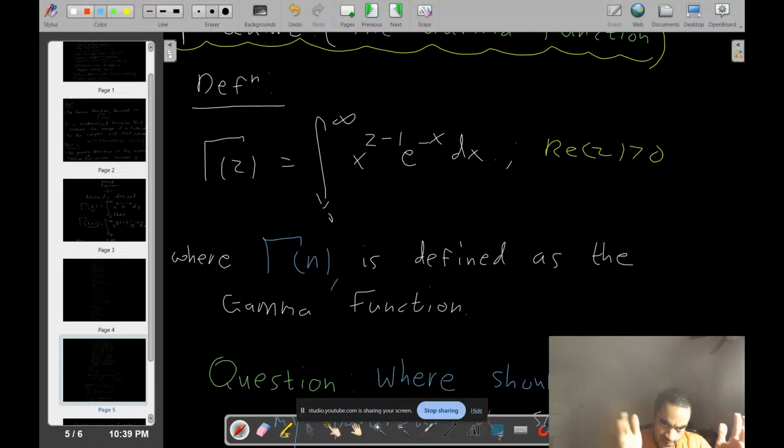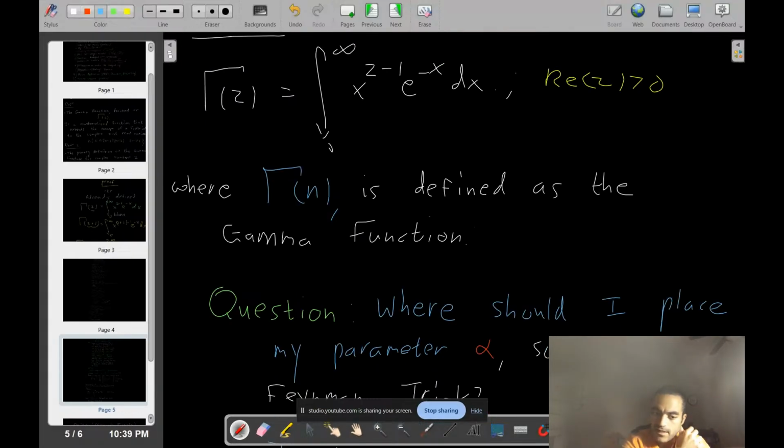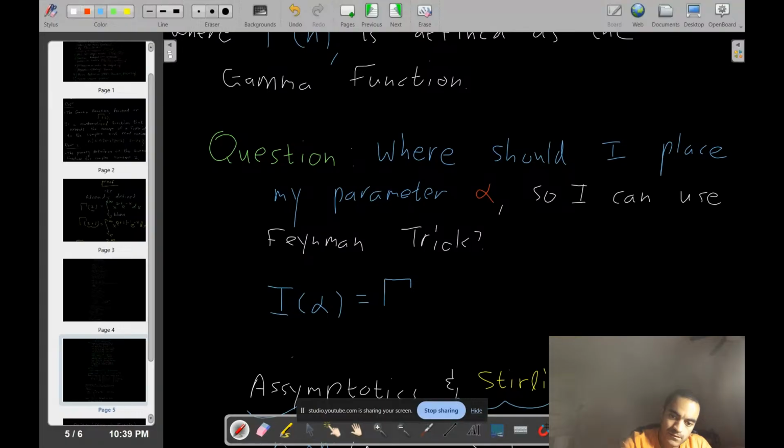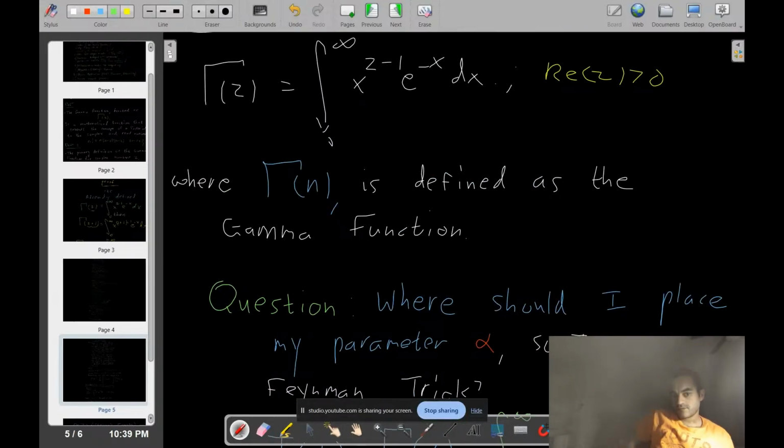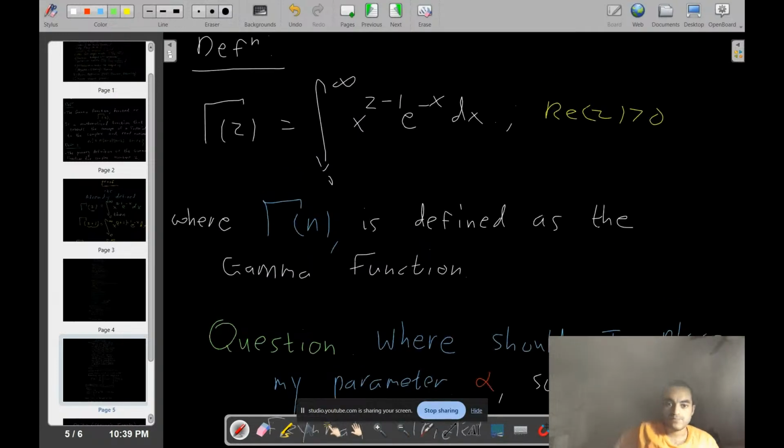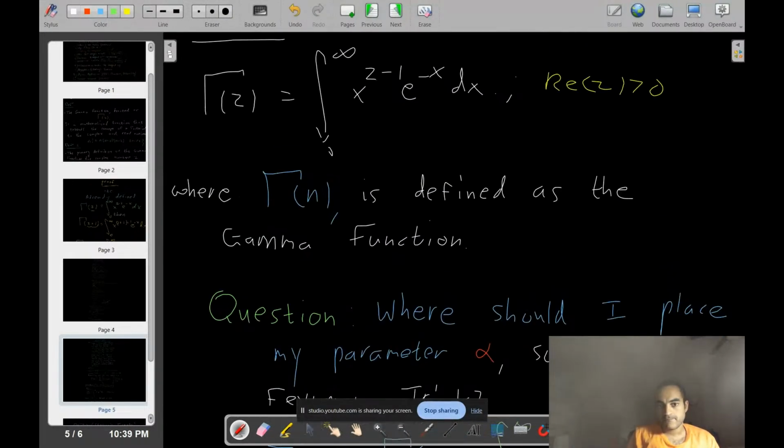Usually when we have an integral, we say it's I. I represents integral. Here, since we have gamma of z, I of alpha is equal to gamma of z, and this is equal to the integral from 0 to infinity of x to the z minus 1 times, remember, I have to differentiate with respect to alpha after all this, so I need to place my alpha somewhere. Is it in the exponent? Where is it?